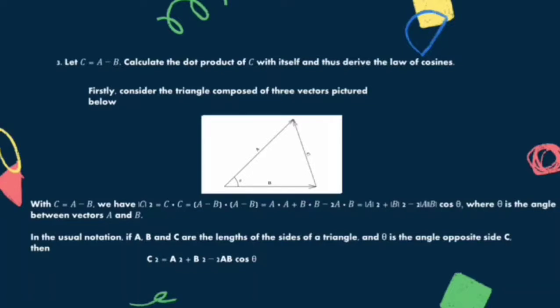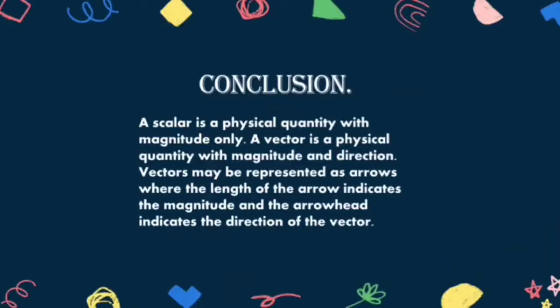In the usual notation, if A, B, and C are the lengths of the sides of a triangle and theta is the angle opposite side C, then C squared equals A squared plus B squared minus 2AB cos theta. This is the conclusion. A scalar is a physical quantity with a magnitude only. A vector is a physical quantity with magnitude and direction. Vectors may be represented as arrows where the length of the arrow indicates the magnitude and the arrowhead indicates the direction of the vector.